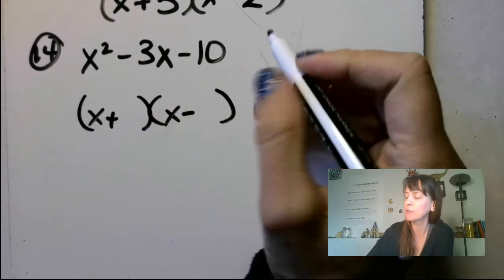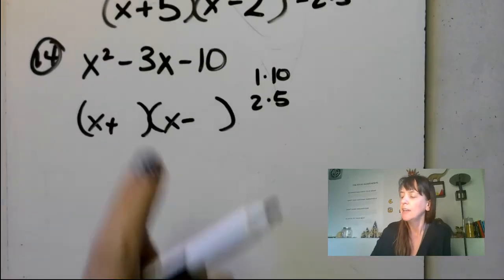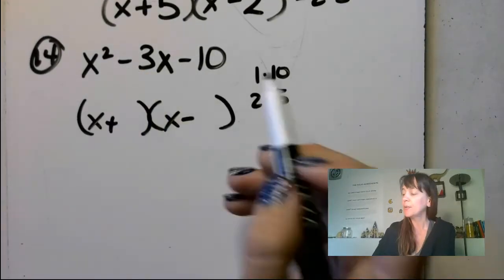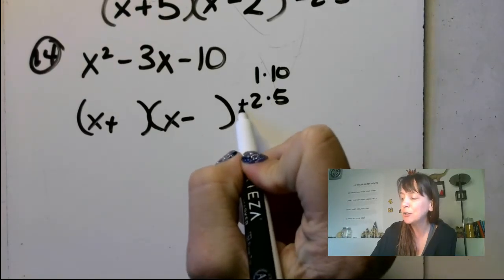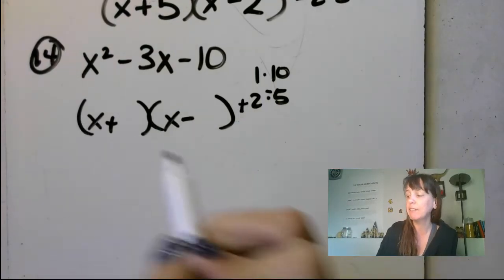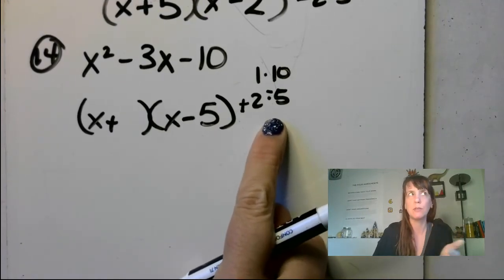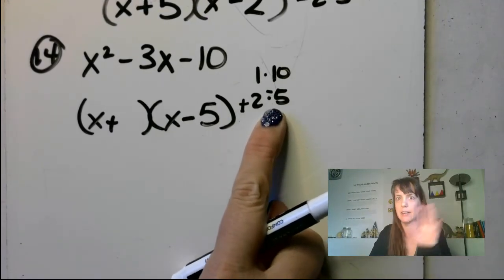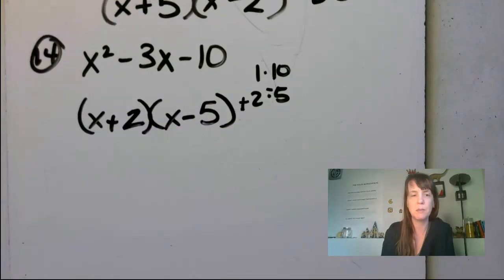This tells us factors of 10. 1 times 10, 2 times 5. I'm lazy. I could have just written those ones. Now I need a negative 3. So this time I need a positive and a negative. So if I do positive 2 and negative 5, that will give me negative 3. If you're struggling with integers and you get confused as to whether that is positive 7 or negative 7, let me know and I'll help you with that. Okay, so that was number 14.